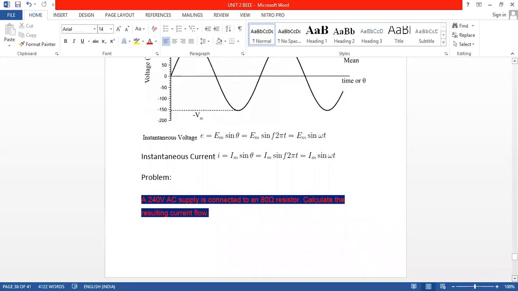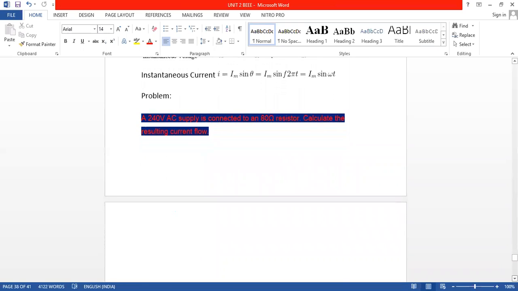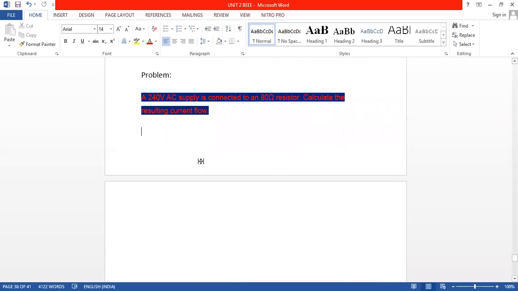Now all of you be ready with the solution. What is the question? Anyone read out the problem? You can also write the answer simultaneously. A 240 volt AC supply is connected to an 80 ohm resistor. All of you see here, 240 volts, that is what we are getting from our switchboard. Alternating current is connected to an 80 ohm resistor, that means to one bulb.